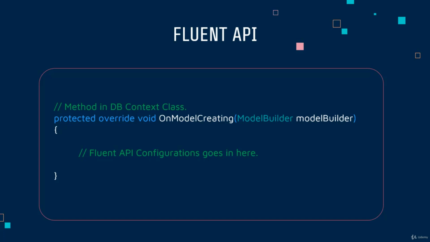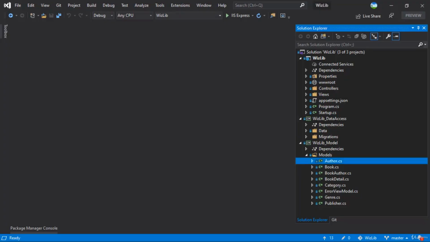In order to use Fluent API, you have to do that in the DB context class with the OnModelCreating override. We already saw that in our code when we set up the composite key. So now we have done many things using data annotations on all of our models. How about we do everything that we did with data annotations using Fluent API? That way you'll get more exposure.